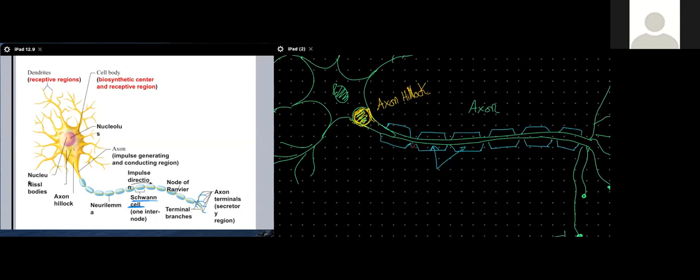If you notice on here, I have parts that are not covered with myelin sheath or Schwann cells. We call those interruptions in between the Schwann cells and the myelin sheath the nodes of Ranvier.